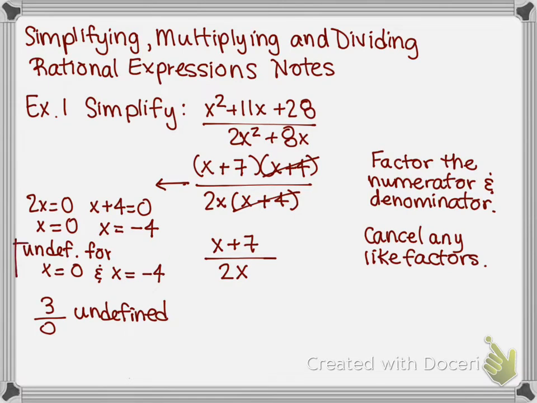Now how did I get that? Well, I went up to the step where I had an expression factored before I canceled it, and I determined the values of x that would make the denominator 0. So this problem has 2 answers: a simplified expression, and then the values of x for which the expression is undefined.